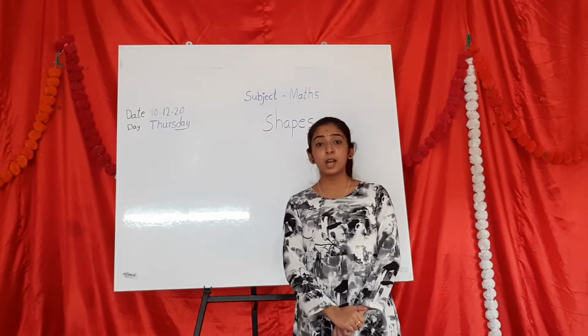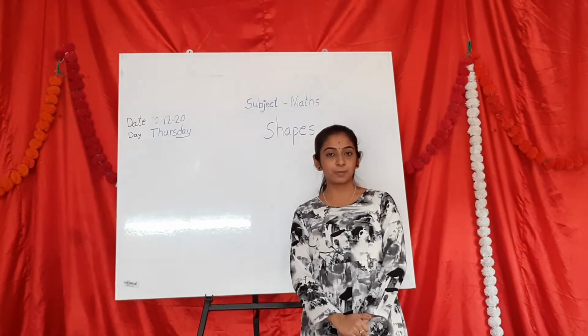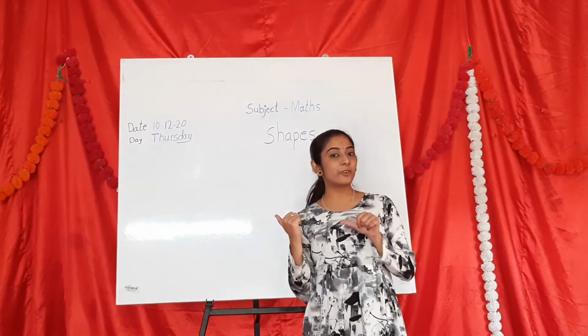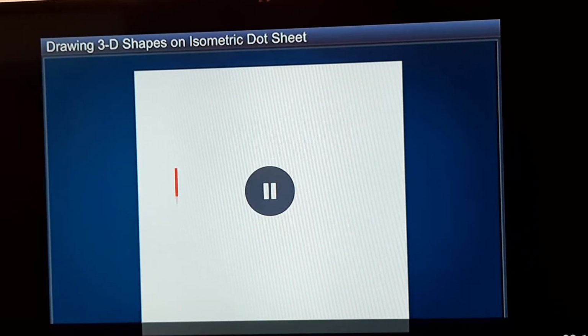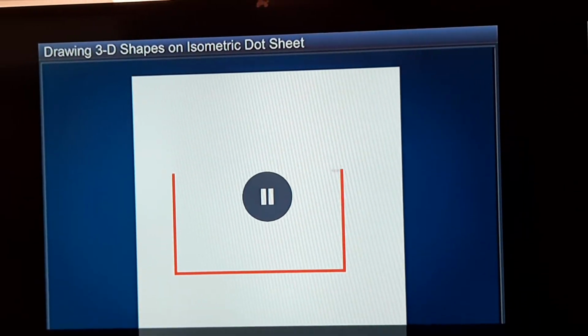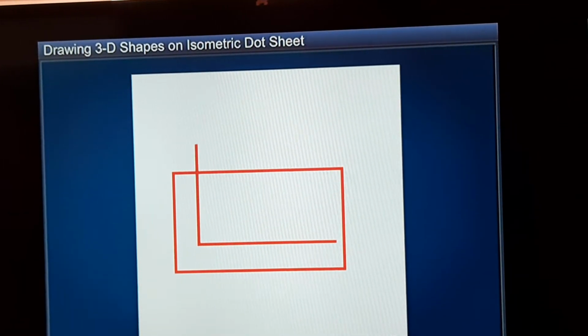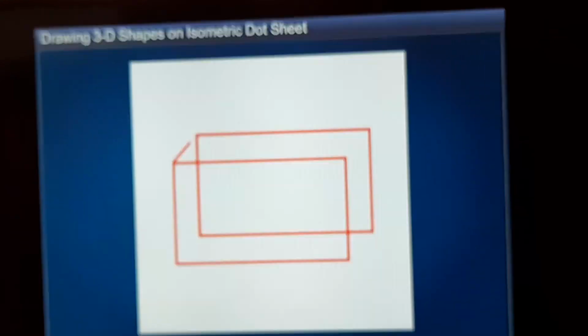Now we will learn how to draw 3D shapes. Shall we go through the video? 2-dimensional figures can be drawn on a flat surface in such a way that they resemble 3-dimensional figures.